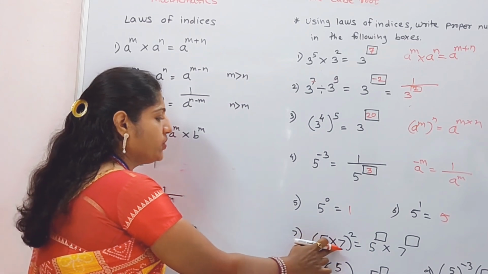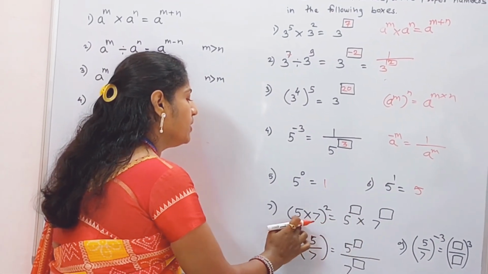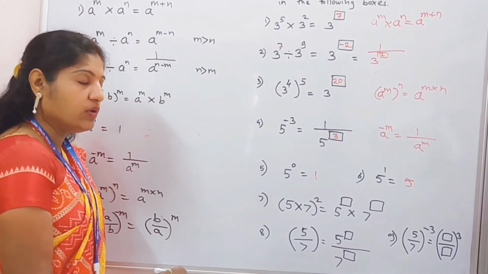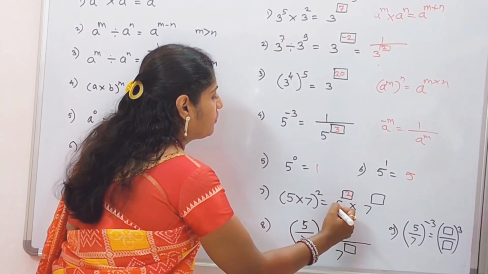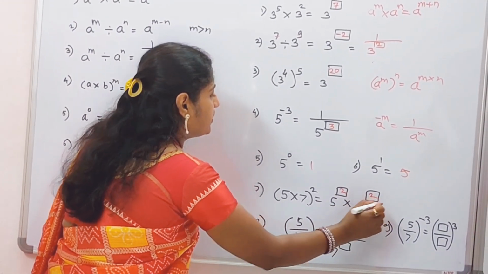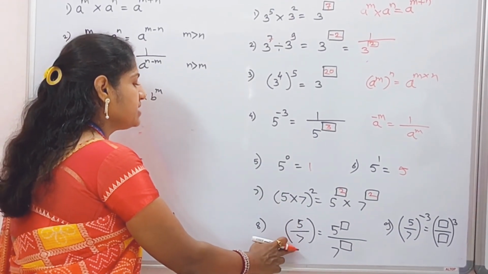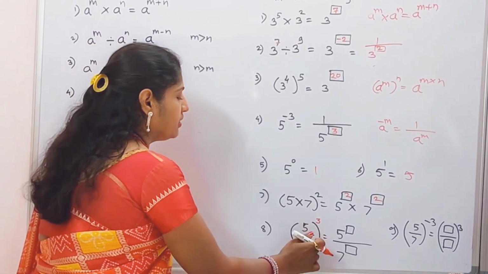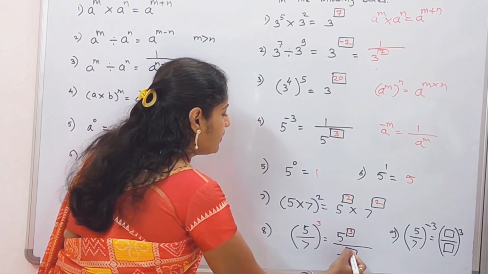5 into 7 raised to 2. We separate these two numbers. 5 and 7 are different bases, but they have the equal index. We write separately 5 raised to 2, 5 square into 7 square. And in the same way, 5 upon 7 raised to 3, we change into 5 raised to 3 upon 7 raised to 3.